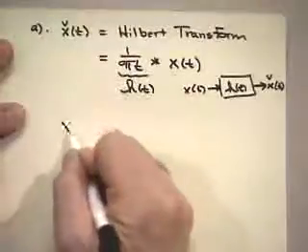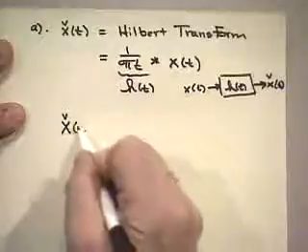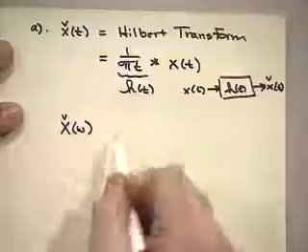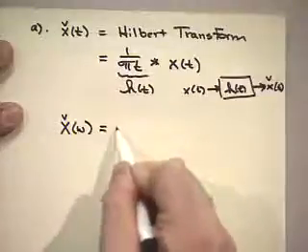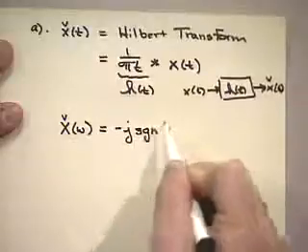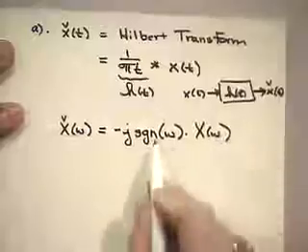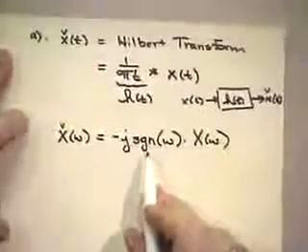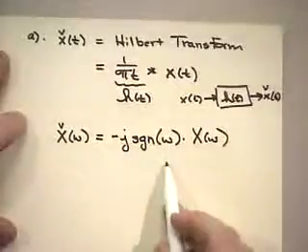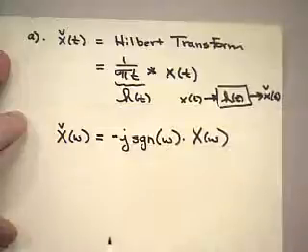It turns out, and we work out the Fourier transform in chapter 2, but you can take the Fourier transform of 1 over pi t. If you do it correctly, you'll get minus j times sgn, the signum function, times x of omega. What is a signum function? If the argument is positive, you get plus 1. If the argument is negative, you get minus 1, so it's a sign. If the argument is 0, you get 0.